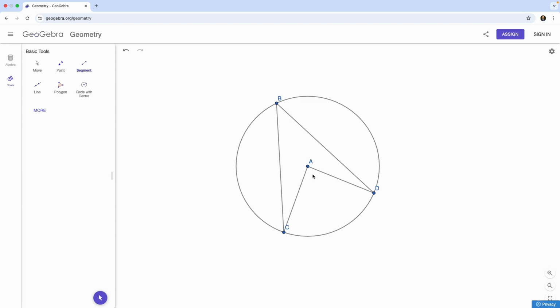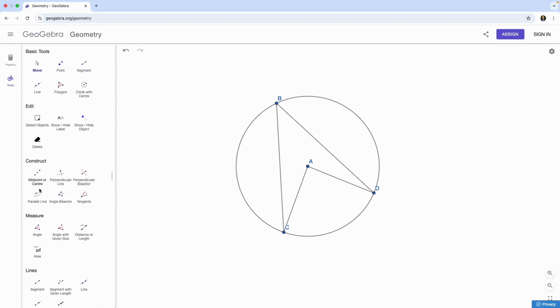So we have our diagram. We're going to investigate the relationship between the angle at the center at A and the angle at the circumference at B. So we need to measure these 2 angles. If we press more, we can see we have measure an angle, then we go from D to A to C, and from D to B to C. So we have these 2 angles. I'll just move them so you can see them more clearly.